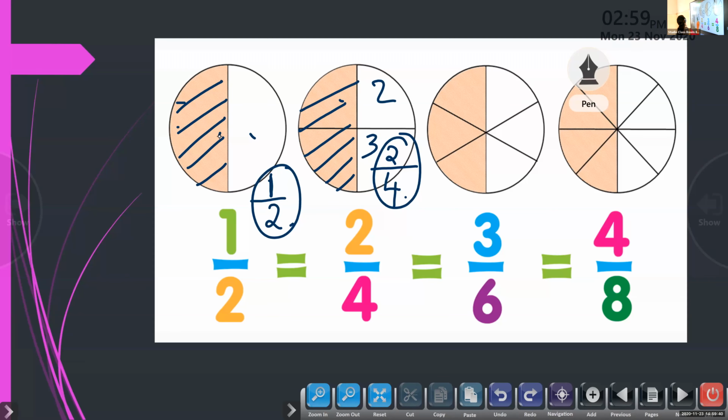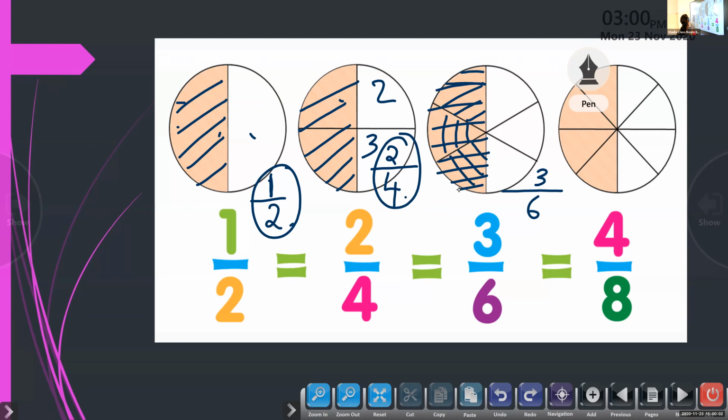Okay. Now next here, Manas, are you there? No. Ojas, are you there? Yes, ma'am. Okay. Now look at the third picture and tell me what is this fraction? 3 by 6. Very good. 3 out of 6, that also is half.